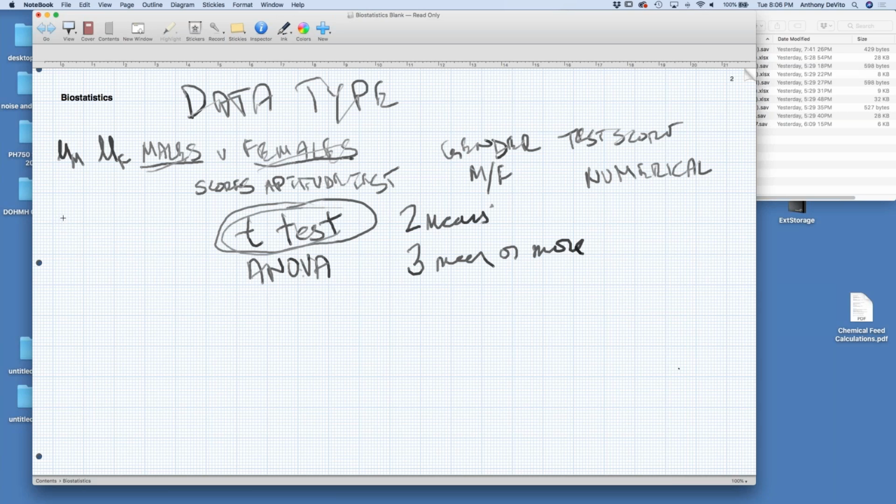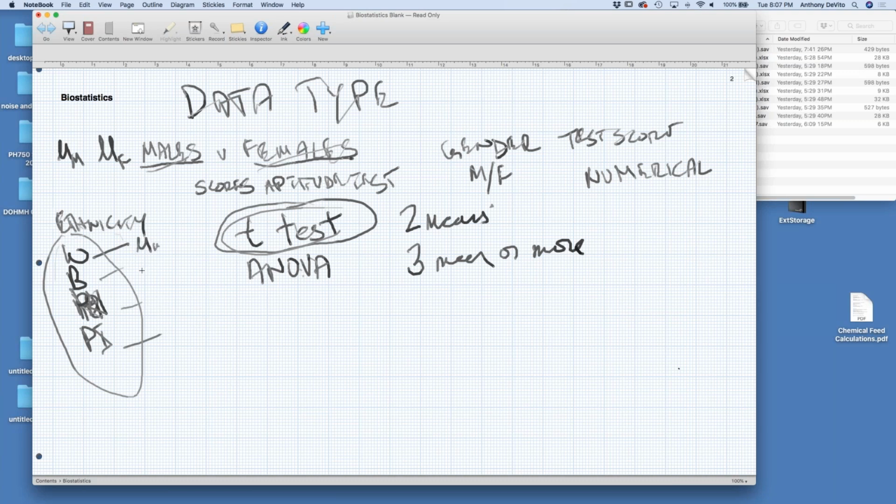If we're comparing different ethnicities, okay, and we might say white, black, Hispanic, Pacific Islander, and so on and so forth. If I have four ethnic groups, I'm comparing the means of whites, blacks, Hispanics, and Pacific Islanders. I will be looking to compare four means: the means for whites, the means for blacks, the means for Hispanics, the means for Pacific Islanders. Right? Those are four means I'm looking to compare. In that case, I use analysis of variance.